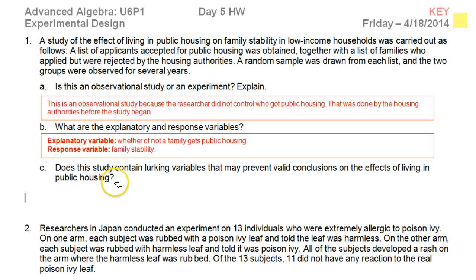Now, the reason why they don't do it that way is it's seen as unethical to just randomly say, okay, you guys get public housing and you guys don't. So these are human beings and they have lives. So just to deny people public housing just for the benefit of a study is not seen as ethical. So that's why they don't actually do it that way.